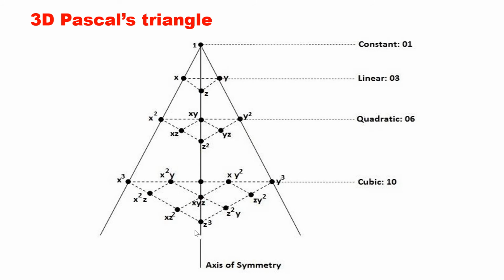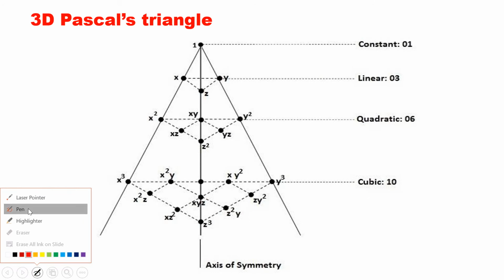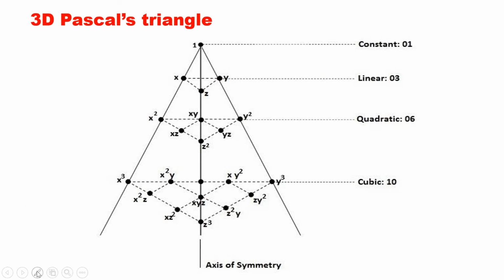Now the 3D Pascal triangle. The concept is the same in 2D and 3D. The only difference is that now we have to deal with x, y and z coordinates, right? That's why it is called the 3D Pascal triangle. So the first term is constant, which is 1 again, similar to 2D. Now the second part of this triangle represents the linear term.